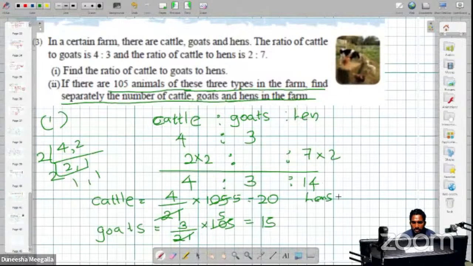Next, hens. 14 over 21 multiplied by 105. It's 70. Did you get 70 as the answer? Okay. I think you are all done. Those who got the answer for the second part too, raise hand. Okay.